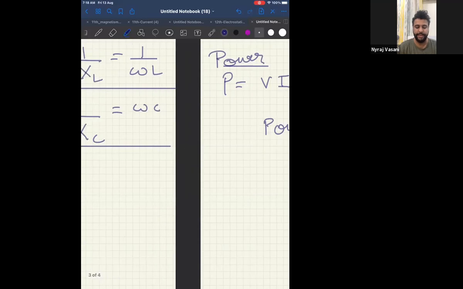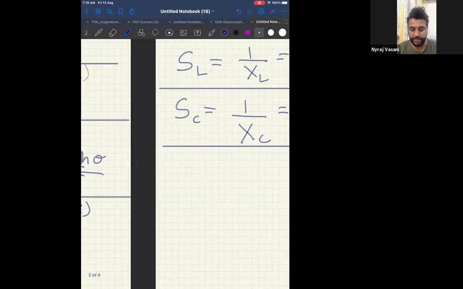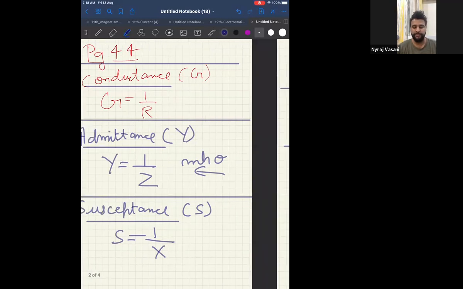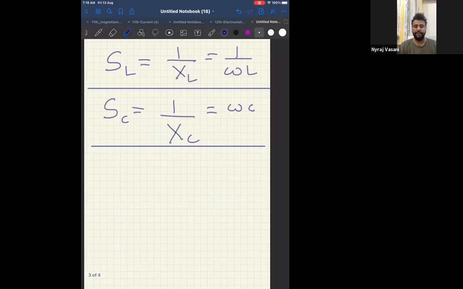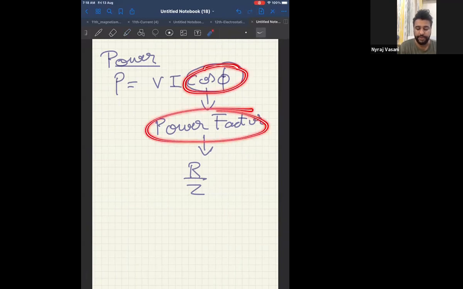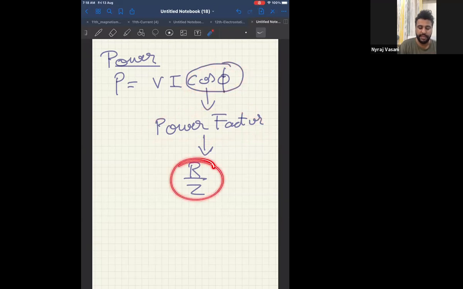So again, today we have learned five things. One is conductance, admittance, susceptance. Then we have learned the two types of susceptance and we have learned the actual formula for power. The actual formula is VI, but V and I always have an angle with each other. Therefore, it is VI cos phi. Now, cos phi in this particular case is called the power factor. And the actual formula for power factor is R by Z. Made a note?